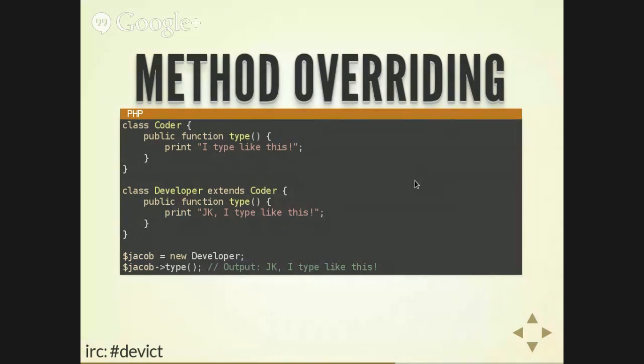So when I have an instance of developer and I say Jacob type, it's going to output JK, I type like this. Because I've overridden that parent method and changed its behavior. There's a lot of reasons you might want to do this. If you have something that's more specific than the parent version and needs to be different, or if you just want to add to it, like add a little bit of information.